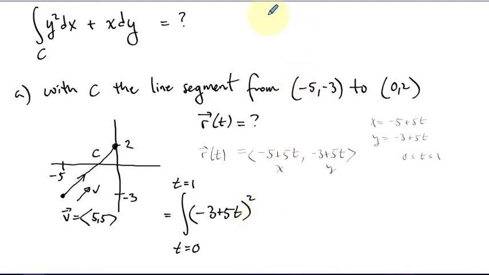So I can get the differential in x by using the derivative of x with respect to t. That is, the derivative of x with respect to t is just 5. So that tells me that the differential in x can be written as 5 times the differential in t.